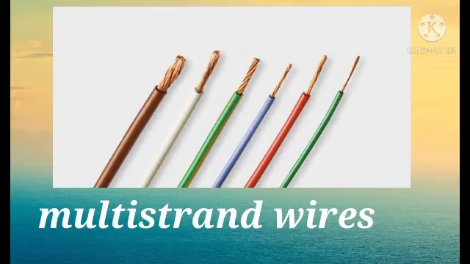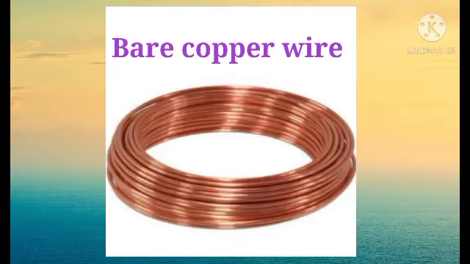Then another type of wire is multi-strand wire. It has multiple wires in a single wire, that is known as multi-strand wire. Then bare copper wire. This wire is required for connecting purposes, but this is a bare copper wire. We can use this wire for making coils. This wire is available in different gauges.